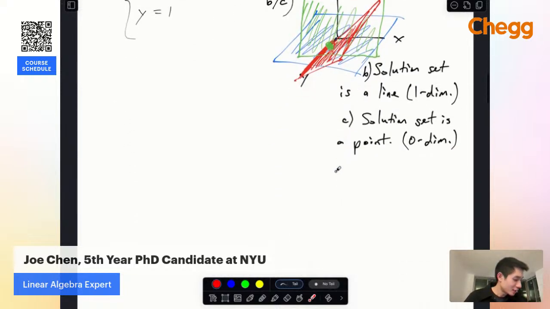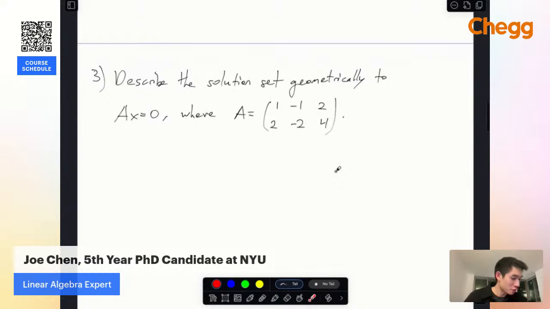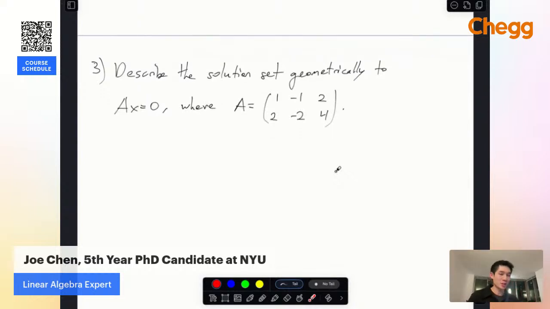Okay, let's go on to the next question I've prepared, which now will start to have more of a linear algebra flavor. So describe the solution set to AX equals 0, where A is the matrix 1, 2, minus 1, minus 2, and 2, 4.